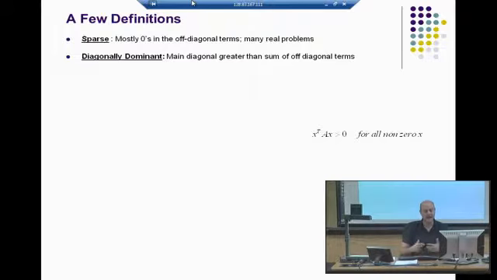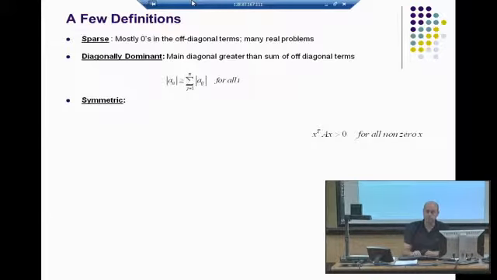There's something called diagonally dominant. A diagonally dominant matrix is one in which the main diagonal of each row is greater than or equal to the sum of the off diagonals. And I should say the absolute value of the main diagonal is greater than or equal to the absolute value of each of the off diagonal terms in that row. So mathematically you can write that this way. The absolute value of a_ii is greater than or equal to the sum of a_ij over j not equal to i.